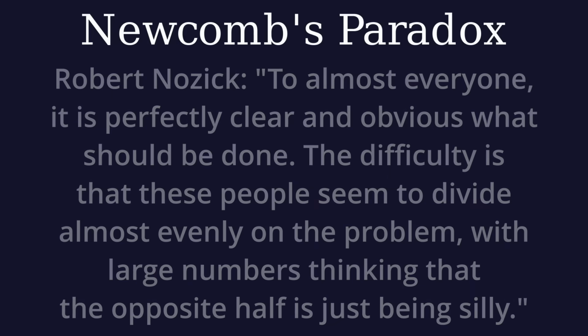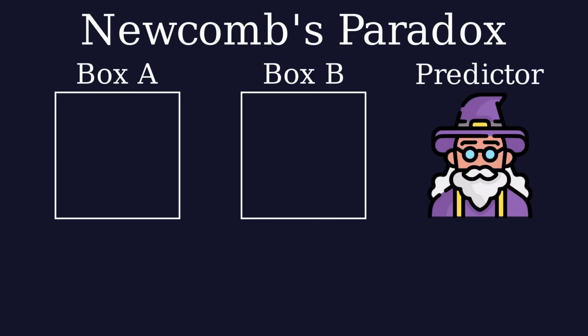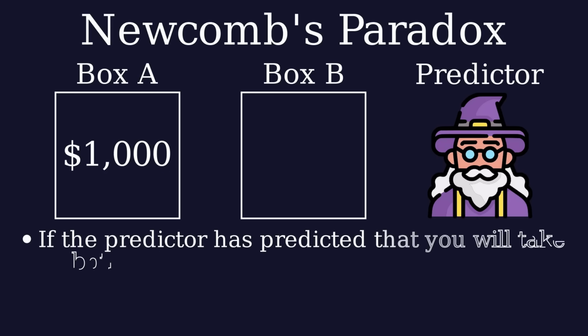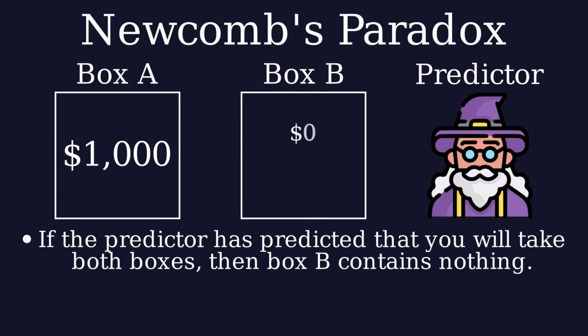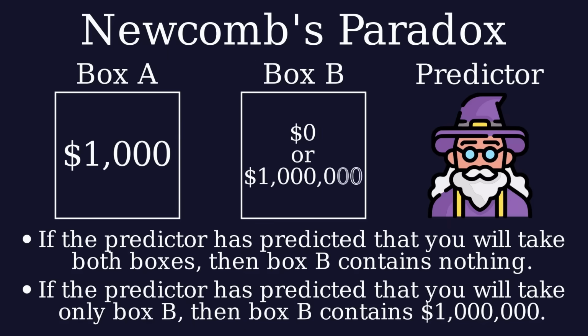The problem goes like this. There are two boxes and a reliable predictor. You are given a choice. You can either take only box B or take both boxes. In box A, there is $1,000. The content of box B was set by the predictor before you made your choice. If the predictor has predicted that you will take both boxes, then box B contains nothing. If the predictor has predicted that you will take only box B, then box B contains $1 million. The predictor can make highly accurate decisions, but he already made his move before you made your choice, and it cannot be changed. So, what would you choose?